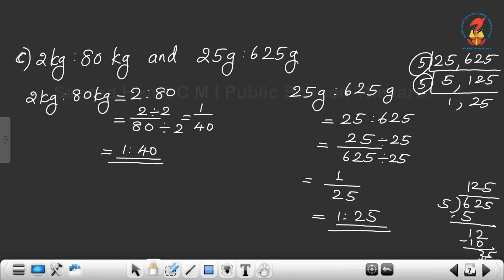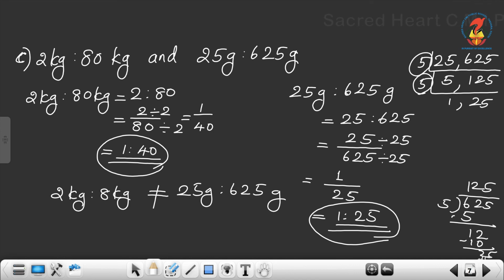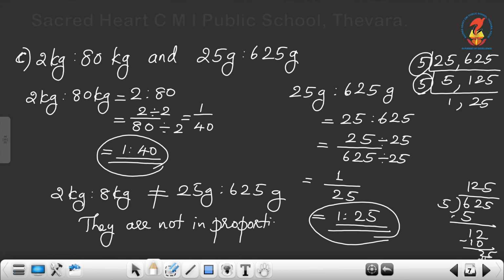Now, look at that, for the first one we got the ratio as 1 is to 40. For the second one, when we reduce to the lowest terms, it is 1 is to 25. Whether the two ratios are equal? No, they are not equal. So, we can write 2 kilogram is to 80 kilogram is not equal to 25 gram is to 625 gram. So, the four quantities are not in proportion. If they are not in proportion, we cannot find out the extreme terms and middle terms.